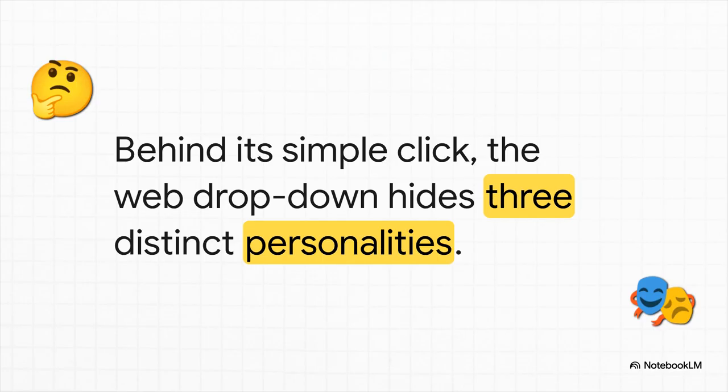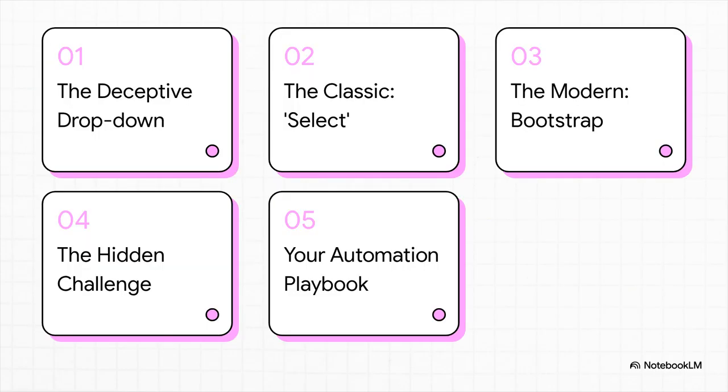And that's because not all drop-downs are created equal. In fact, you can think of them as having three totally different personalities that have evolved over time. And each one needs a completely different approach to automate it successfully. So here's our game plan. We'll start by figuring out how to tell which type of drop-down you're even looking at. Then we'll break down the automation strategy for the classic kind, the modern ones, and the really challenging hidden drop-downs before we wrap it all up in your ultimate playbook.